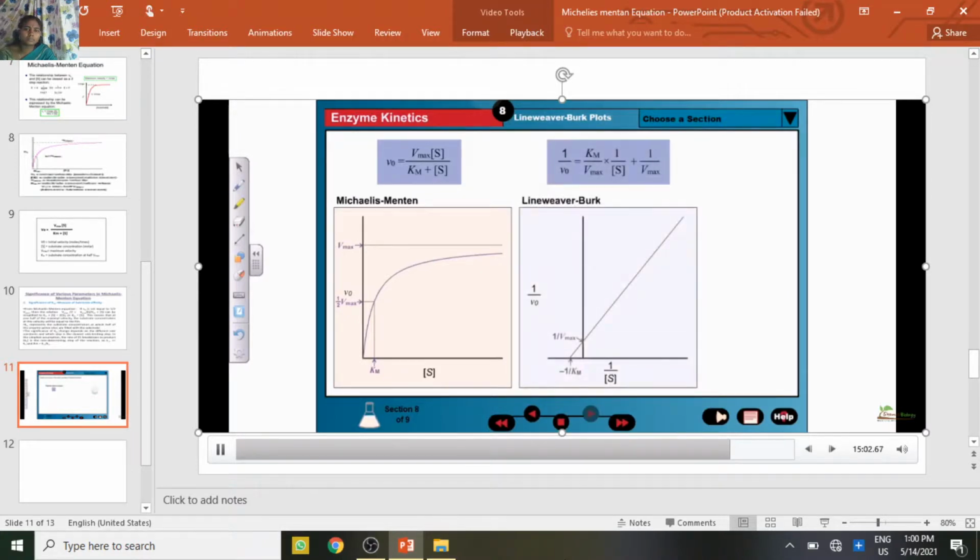The resulting plot is called a Lineweaver-Burk, or double reciprocal plot. Km and Vmax can be readily obtained from the x and y intercepts of a Lineweaver-Burk plot. The y-intercept is 1 over Vmax, and the x-intercept is -1 over Km. Try varying the Vmax and the Km on the following graphs.